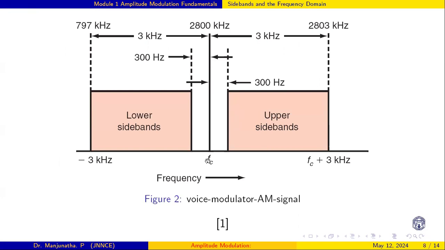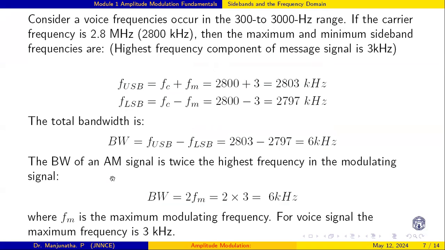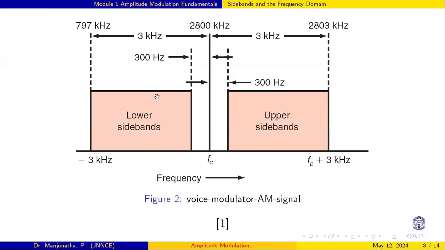2800 is the carrier, and from this to this it is 300 hertz because the message starts from fc, that is 2800 kilohertz plus 300 hertz. Coming to this end, it is 2803 kilohertz, meaning 2800 plus 3 kilohertz. And 2800 minus 3 kilohertz gives the frequency 2797 kilohertz.